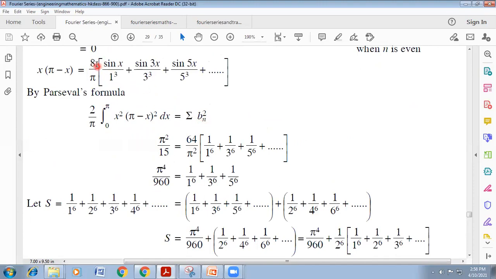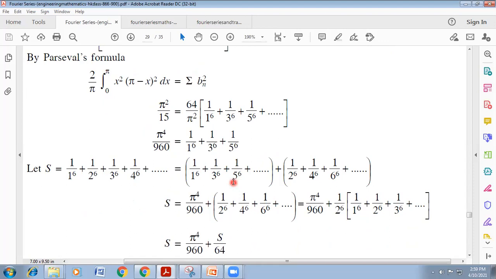Bn square will be this one, 8 by 5, 8 square by 5 square. Okay, bn square, and this is square, this is square, b1 square, b3 square, b5 square will be this. Taking 64 and pi square common. So 5 to the power 4 by this. How? Multiplying pi square on both sides and dividing with 64 on both sides. We get 5 to the power 4 divided by 960 equal to 1 by 1 to the power 6, 1 by 3 to the power 6, 1 by 5 to the power 6.